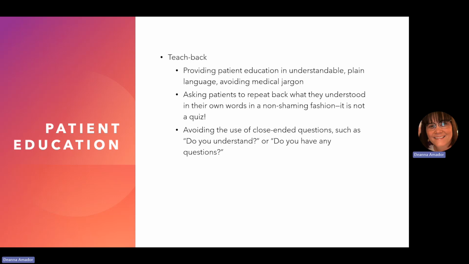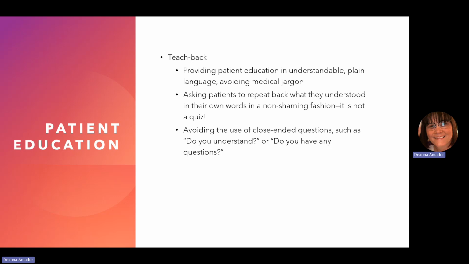So patient education, an essential component of interprofessional care with all of the models, is patient education. And it's essential that the patient demonstrate an understanding of what's going on with them, like their diagnosis and their plan of care, in order to have that safe transition back to home and to avoid readmission.